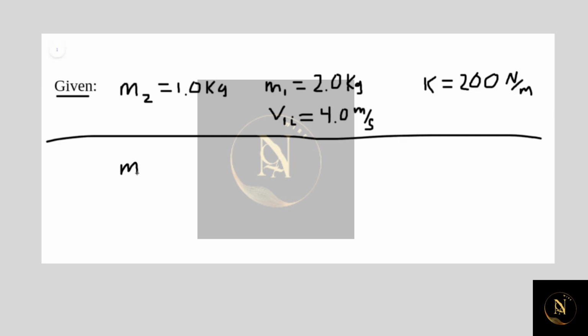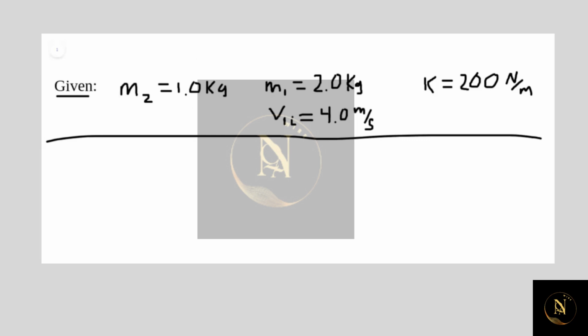Block 1 in the figure, which has a mass of 2 kilograms, m sub 1, travels at an initial speed, which I call v1i for v1 initial, of 4.0 meters per second. And it collides with block 2, and the two blocks stick together. When the blocks momentarily stop, what distance has the spring compressed?